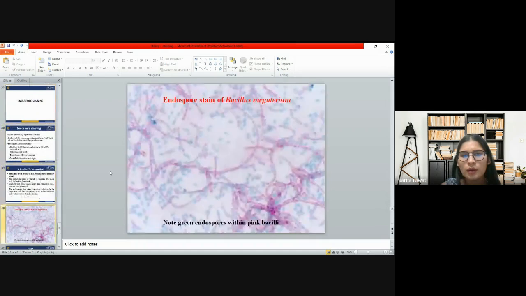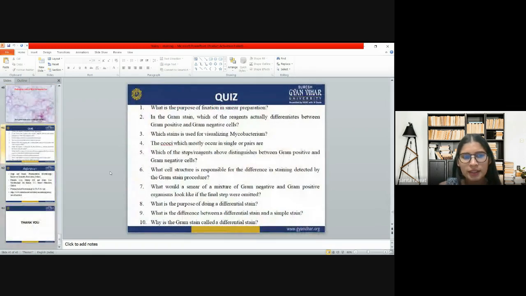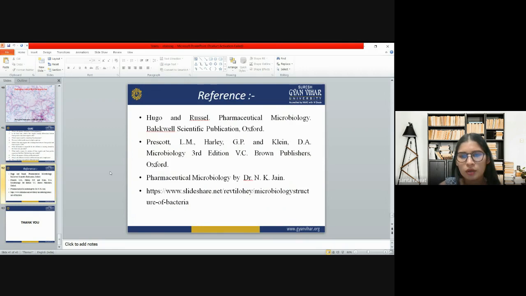So this is all about your stain and staining techniques. I hope you are now able to differentiate between the stain and staining techniques, and you are now able to know about which bacteria we have to use which kind of staining, and which kind of method we have to apply. So this is all about your stain and staining techniques.